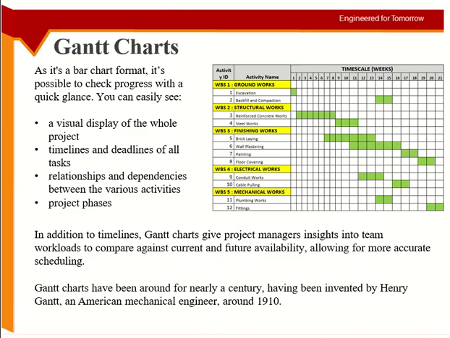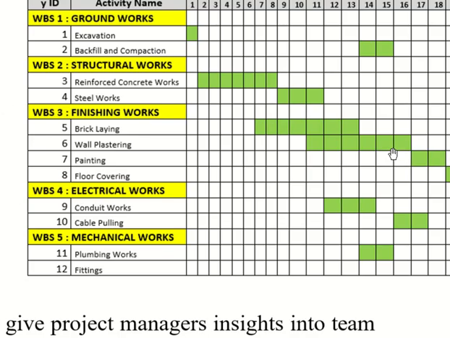So these timelines can help the project manager to look at the workloads as well, and they can look at the availability of the teams, which team is available when. Let me zoom in. Let's say I have a team for electrical works. You can see this team is doing 3 weeks work here, then they are available for 1 week, and they will be busy for 2 weeks again.